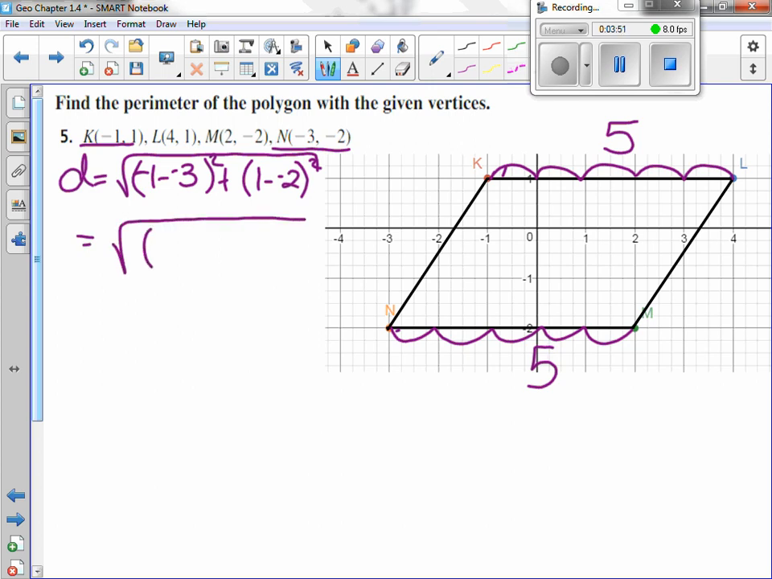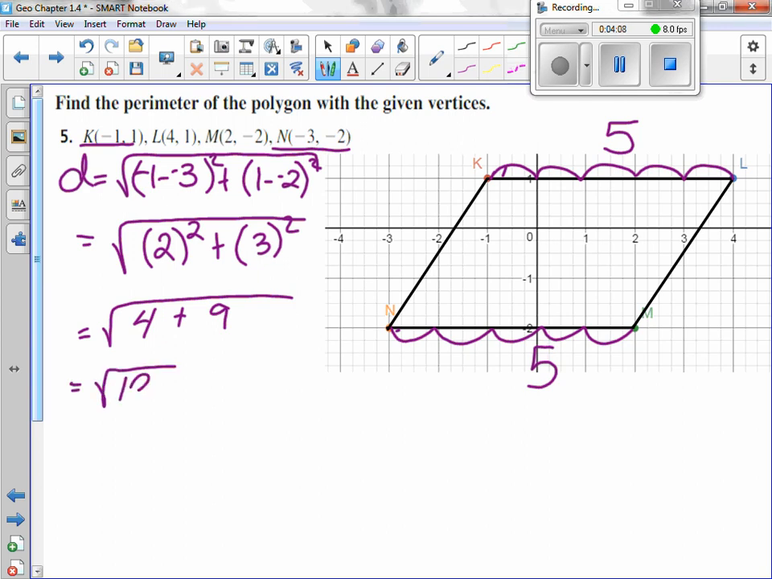Because I'm going to simplify it here, because 1 minus -3 is going to be 2. 1 minus -2 is 3. 2 squared is 4. 3 squared is 9. And we get the square root of 13. Any questions on this so far? Calculator just goes.